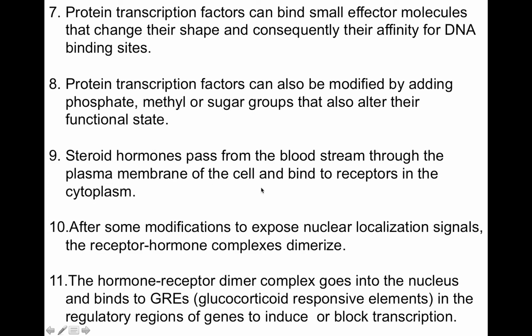Steroid hormones pass from the bloodstream through the plasma membrane of the cell and bind to receptors in the cytoplasm. After some modification to expose nuclear localization signals, the receptor hormone complexes dimerize. They go into the nucleus, bind to GREs, and either induce or block transcription.